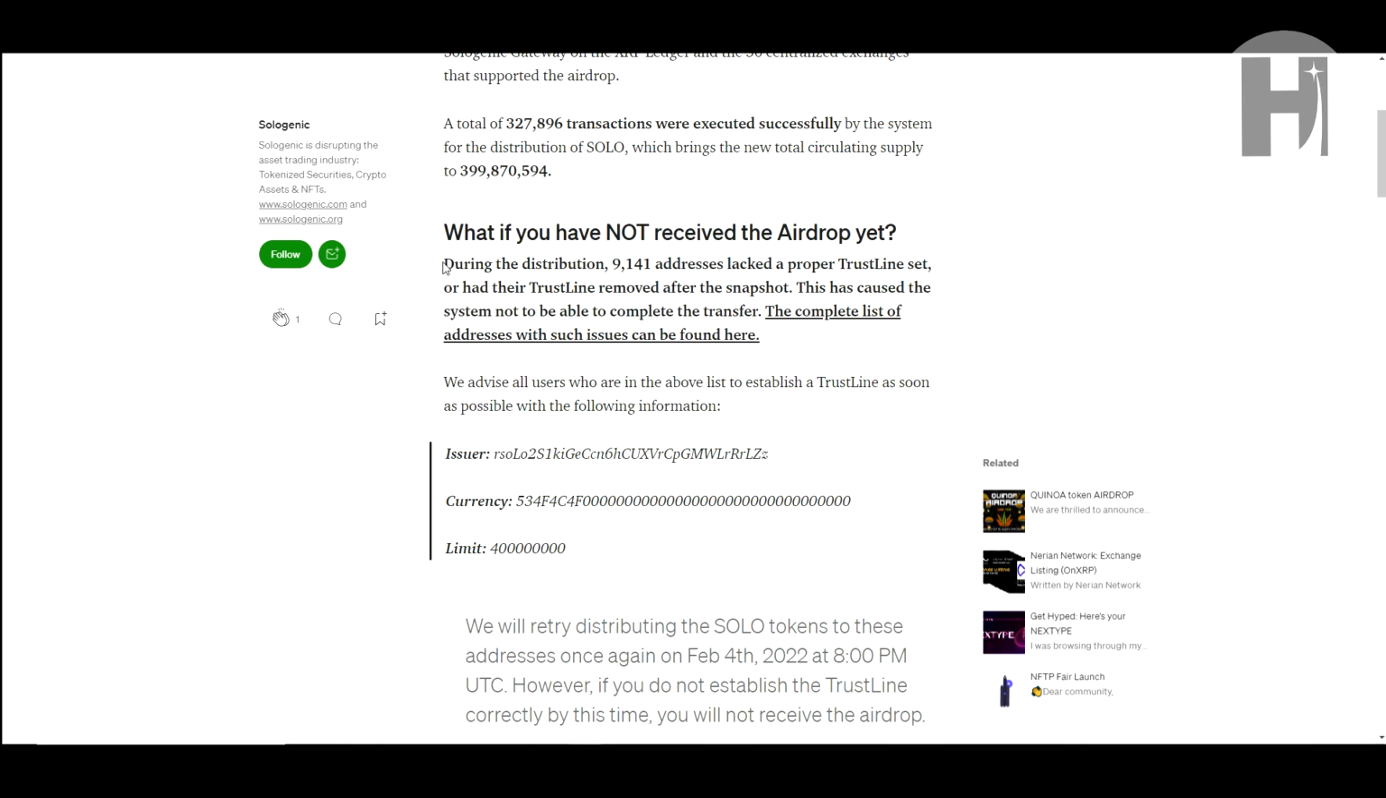During the distribution, 9,141 addresses lacked a proper trust line. This means that you either removed the trust line after it was completed or after the snapshot, or you didn't have the proper trust line set up. In this case, they advise all the users who are in the above list to establish a trust line as soon as possible with the following information. So here is the information that you need to input.